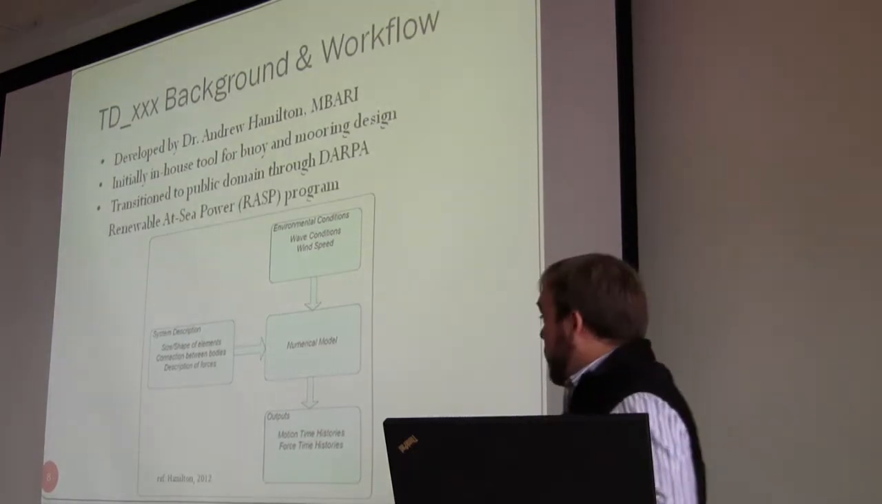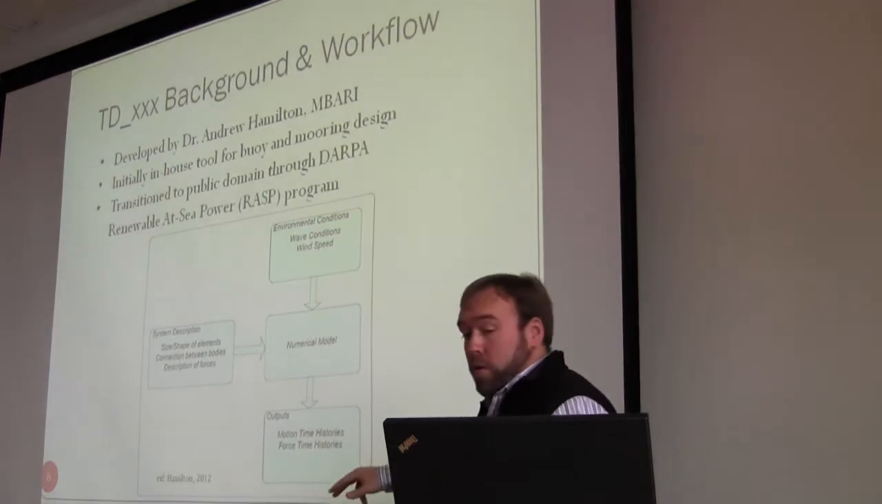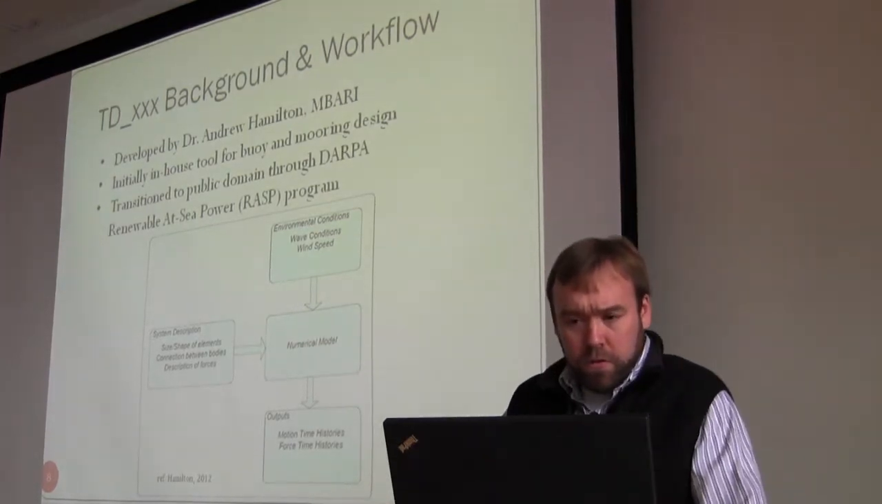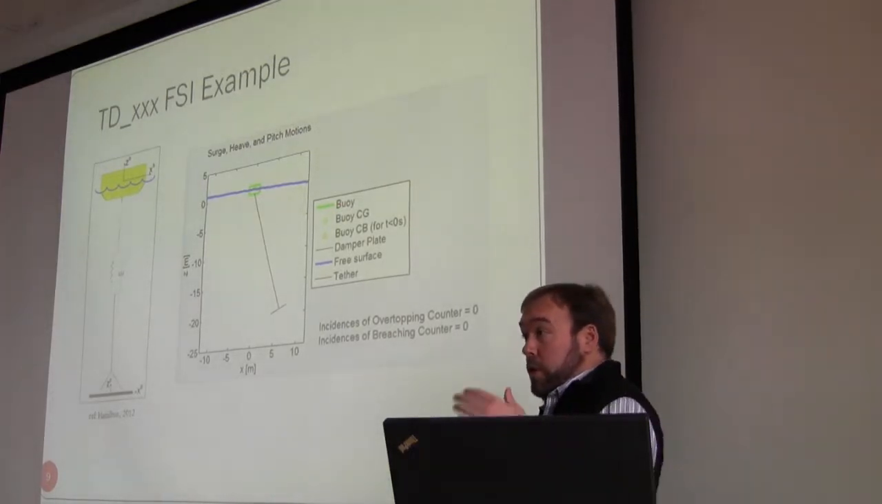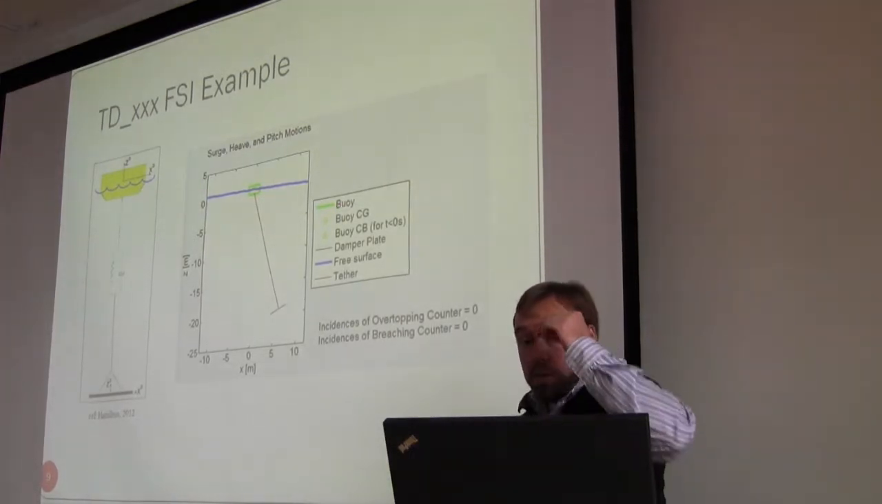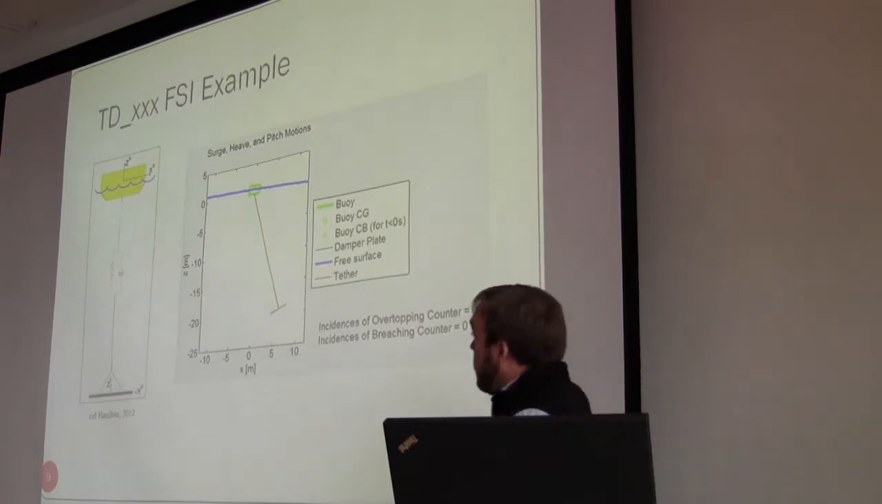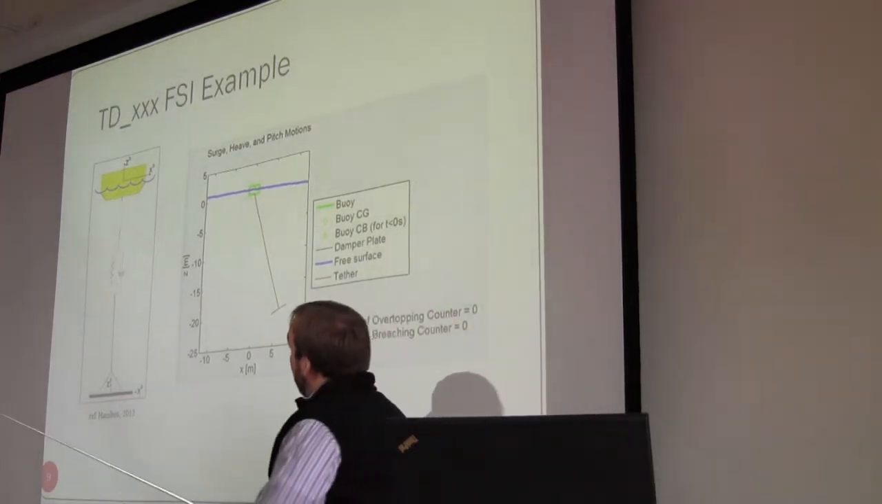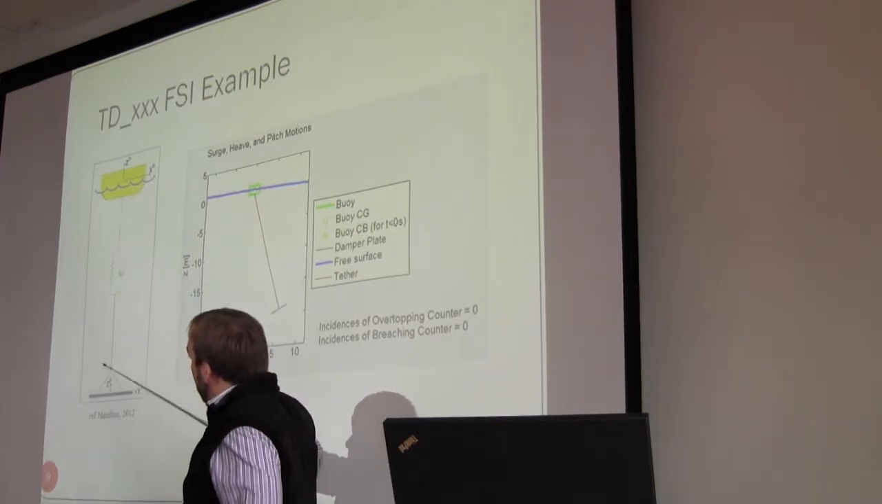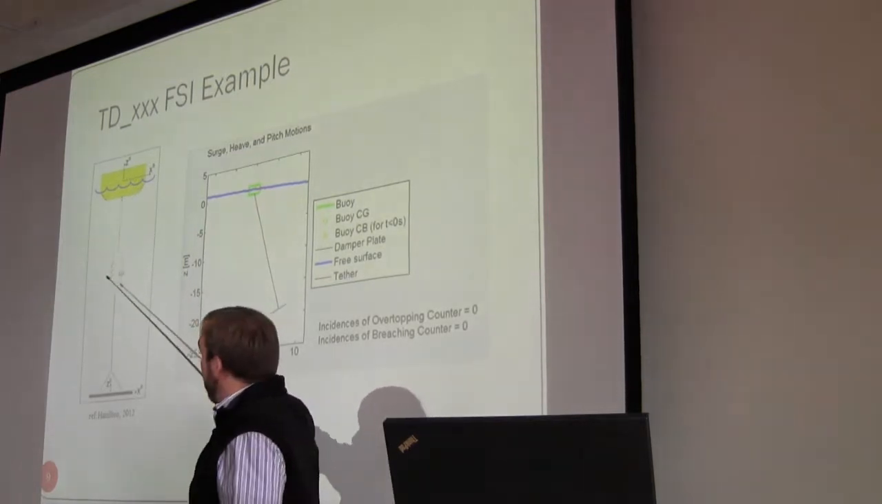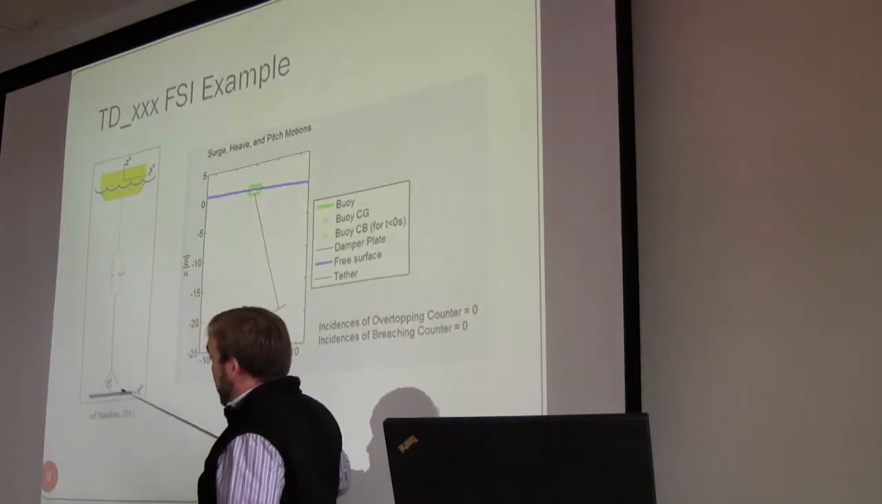And then the outputs here are the motion time histories and force time histories. So now let me really quickly give you a demonstration of how this could be used. This buoy up here, on the top left, is a small buoy floating at the surface. It's connected through a tether that has some spring constant and damping in it. And it's connected to a damping plate down the bottom.